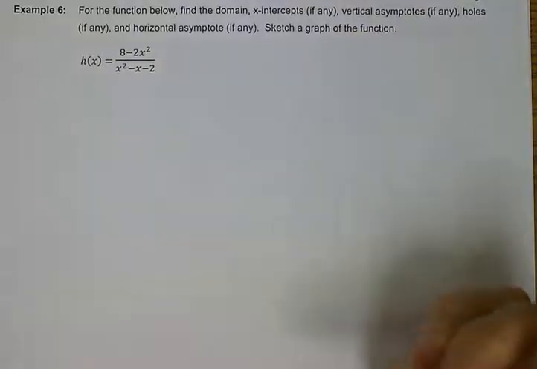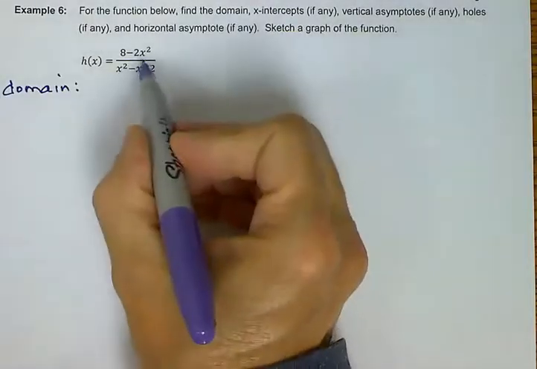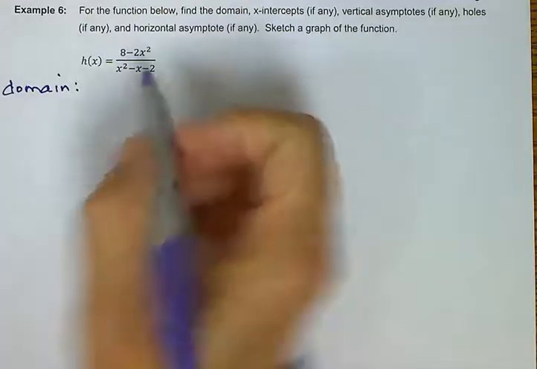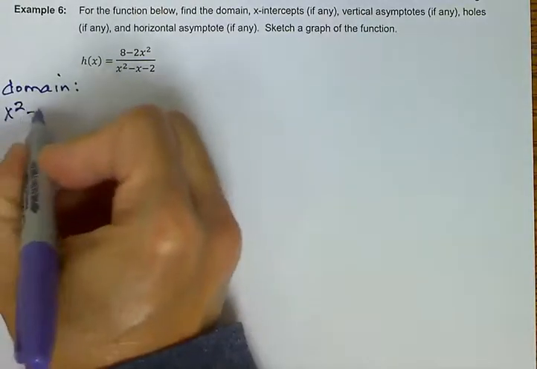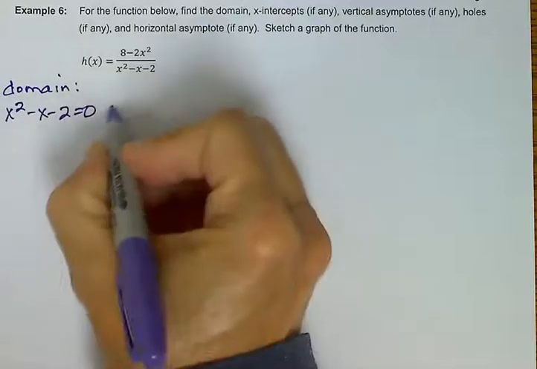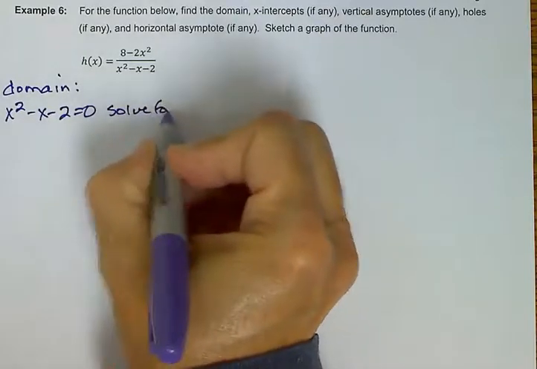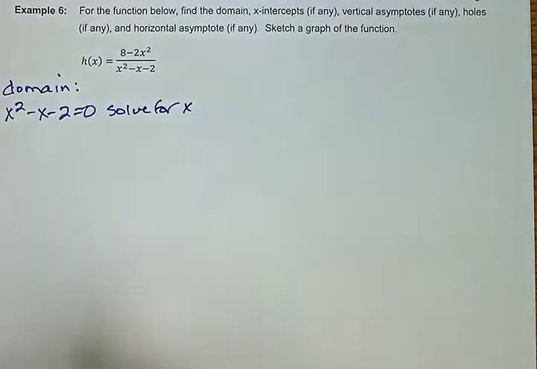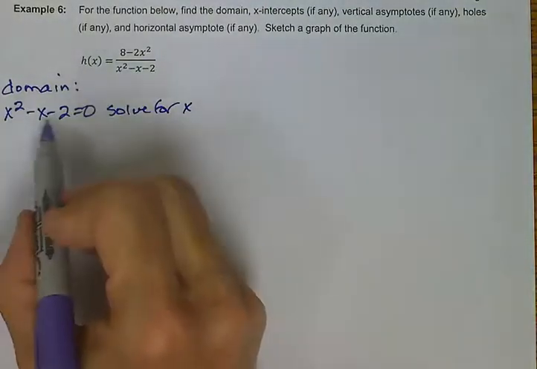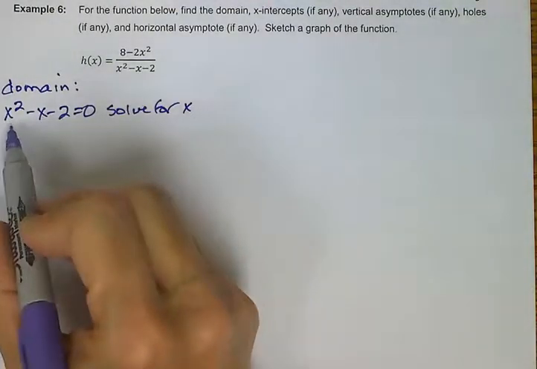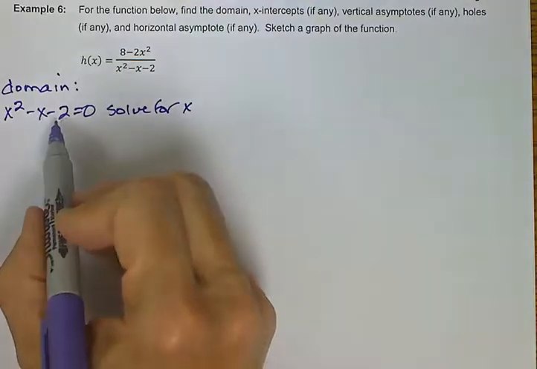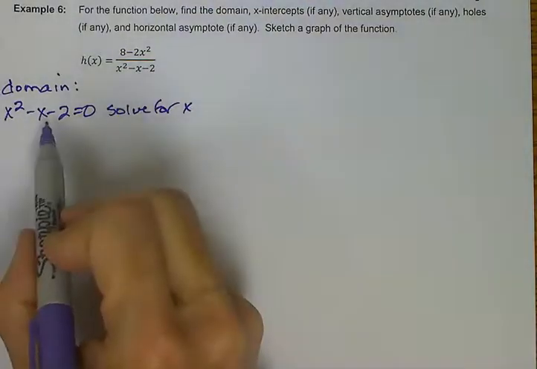Let's do another example. Starting with the domain, we want to look at the denominator and set that equal to 0 and solve for x to find out which values have to be excluded from the domain. Now this one's a quadratic equation, but it's not already factored for us. So we have some choices about how to solve it.